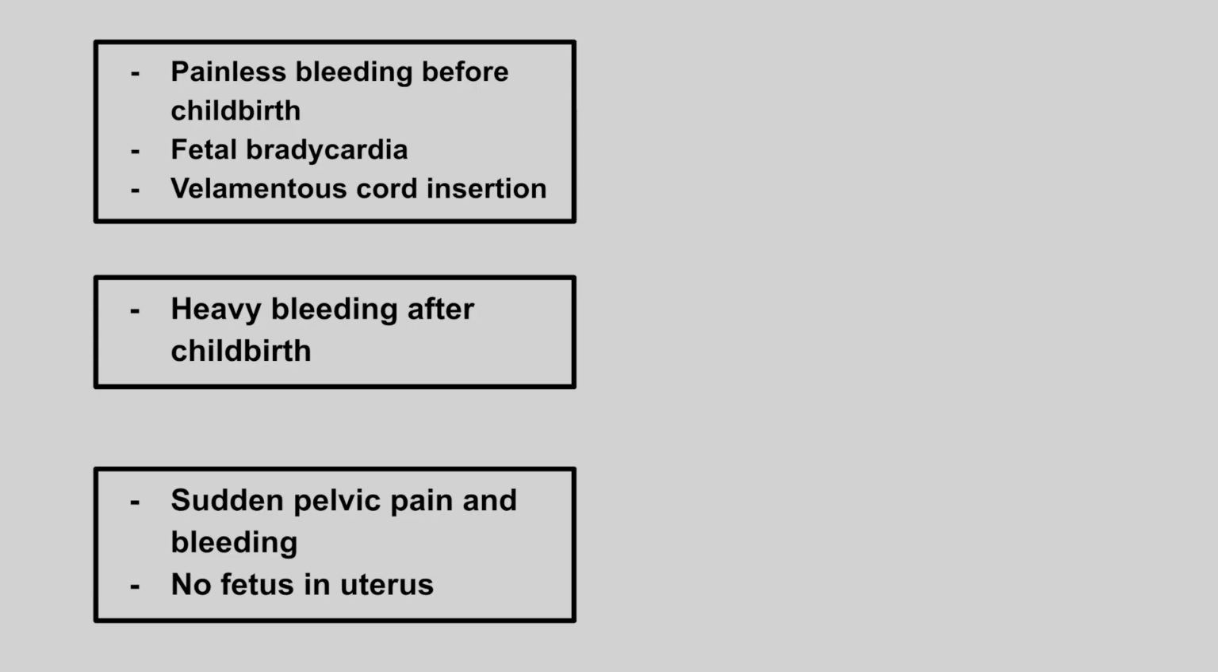Next, we have painless bleeding before childbirth, fetal bradycardia, and velamentous cord insertion. So this is going to be vasa previa. And this is when the fetal vessels run over or really close to the cervical os, and this can result in this bleeding. Next, we have heavy bleeding after childbirth.